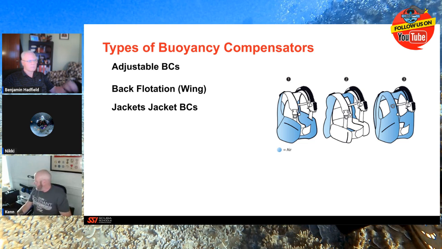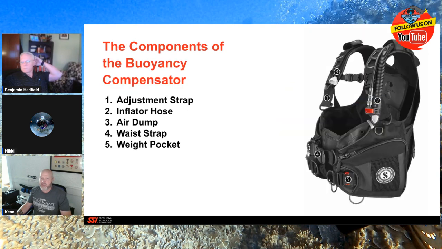So when you travel, pick a light BC to go with you. And then the other types are really good for some of the more rough water and stuff like that we have here in East Idaho. So there's 5 main components you're going to find on most BCs.